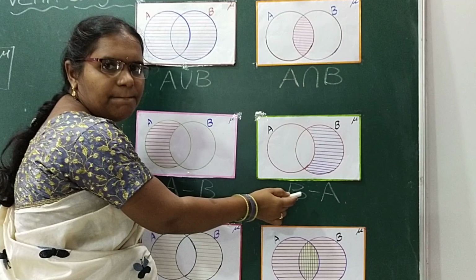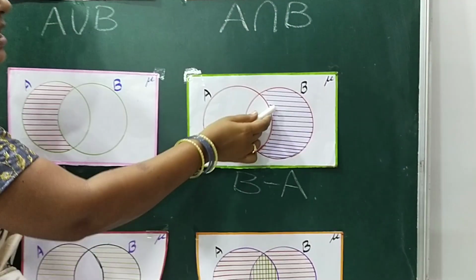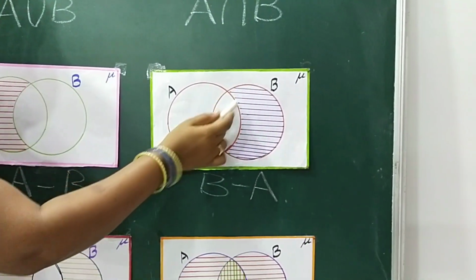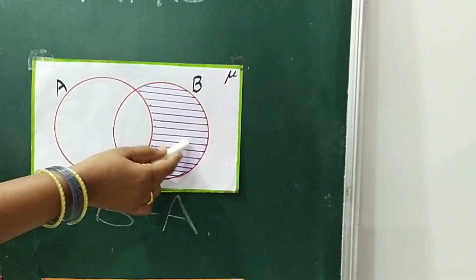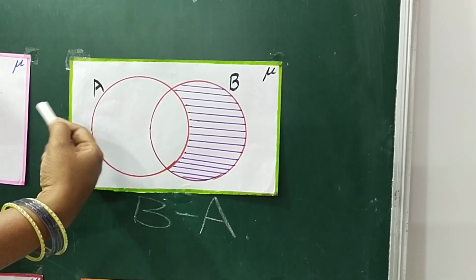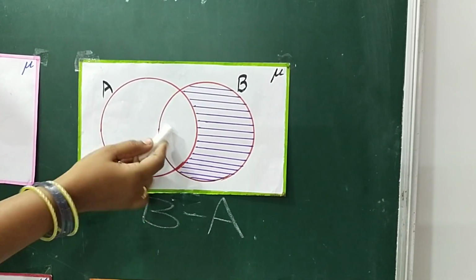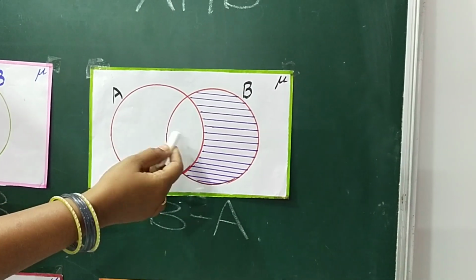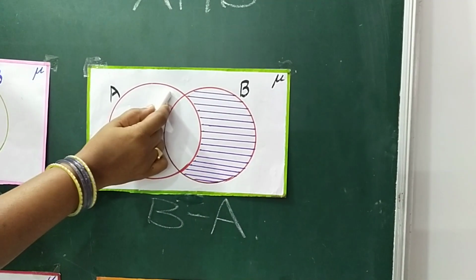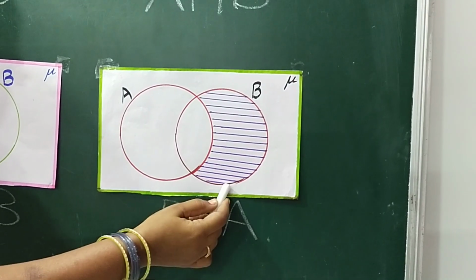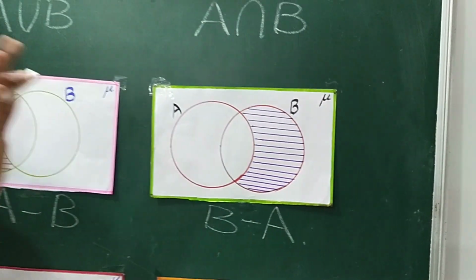Next comes B minus A. This is set B, this is set A. B minus A: from B we have to remove A. This portion belongs to A also. That's why we have to remove this portion from B. Therefore only this part represents B minus A.